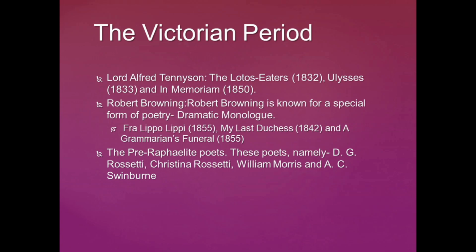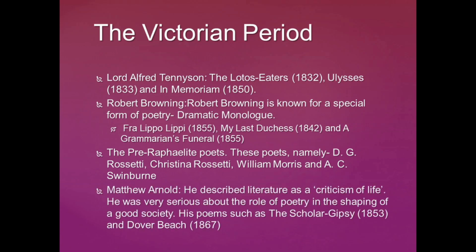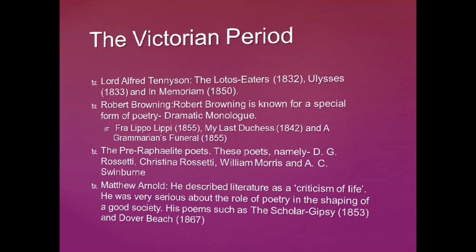Along with Tennyson and Browning, the Victorian period saw a new movement called the Pre-Raphaelite poets. These poets, namely Dante Rossetti, Christina Rossetti, William Morris, and A.C. Swinburne, are also known as belonging to the Art for Art's Sake school of poetry. Matthew Arnold also is a representative Victorian poet who described literature as a criticism of life. He was very serious about the role of poetry in shaping a good society. His poems such as The Scholar Gypsy and Dover Beach are his masterpieces.